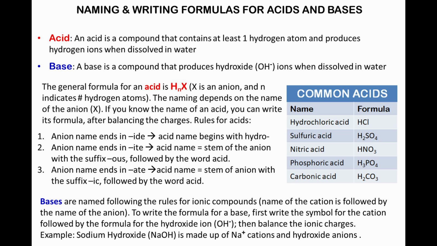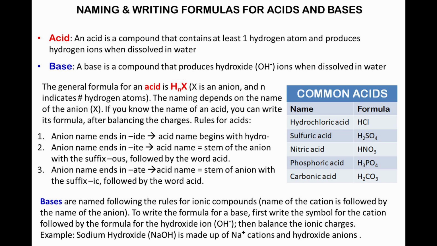How to name and write formulas for acids and bases. An acid is a compound that contains at least 1 hydrogen atom and produces hydrogen ions when dissolved in water. A base is a compound that produces hydroxide ions when dissolved in water. The general formula for an acid is HNX, where X is an anion, and N indicates the number of hydrogen atoms. The naming depends on the name of the anion, X.